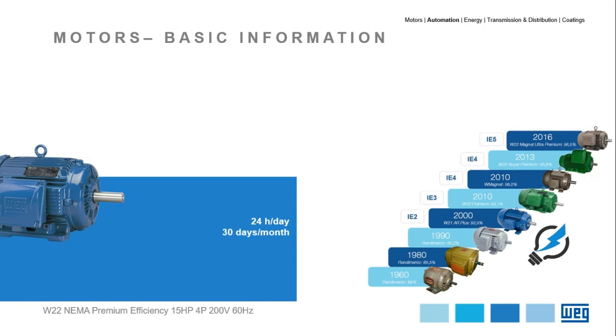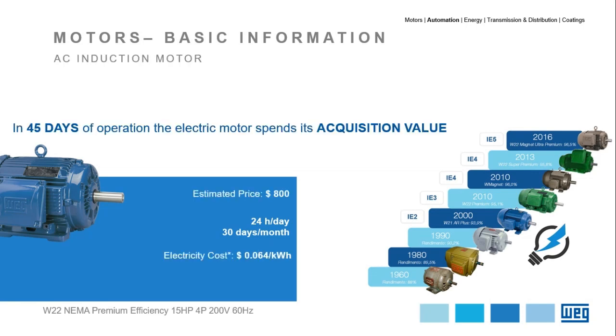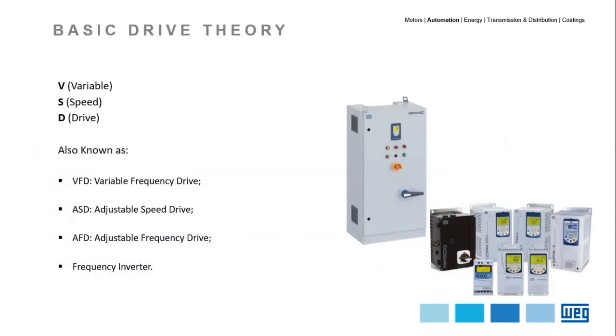Some other features are extremely important when it comes to the motor. Did you know that the motor spends its purchase price in energy in only 45 days of operation? That's why the market is increasingly looking for more efficient motors or more efficient ways to operate a motor. With this goal in mind, it's important to talk about variable frequency drive, also known as VSD, variable speed drive, among other common names. Basically, a VSD is equipment responsible for controlling motors in a precise and economical way.